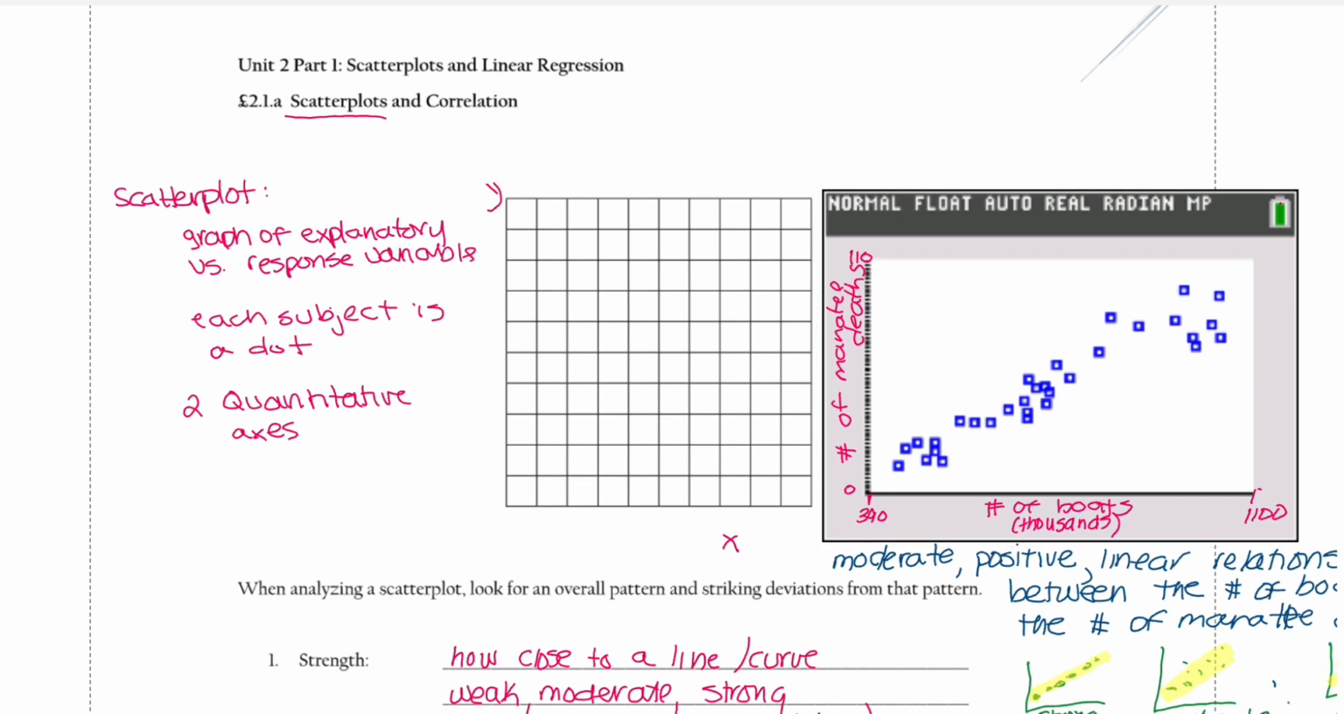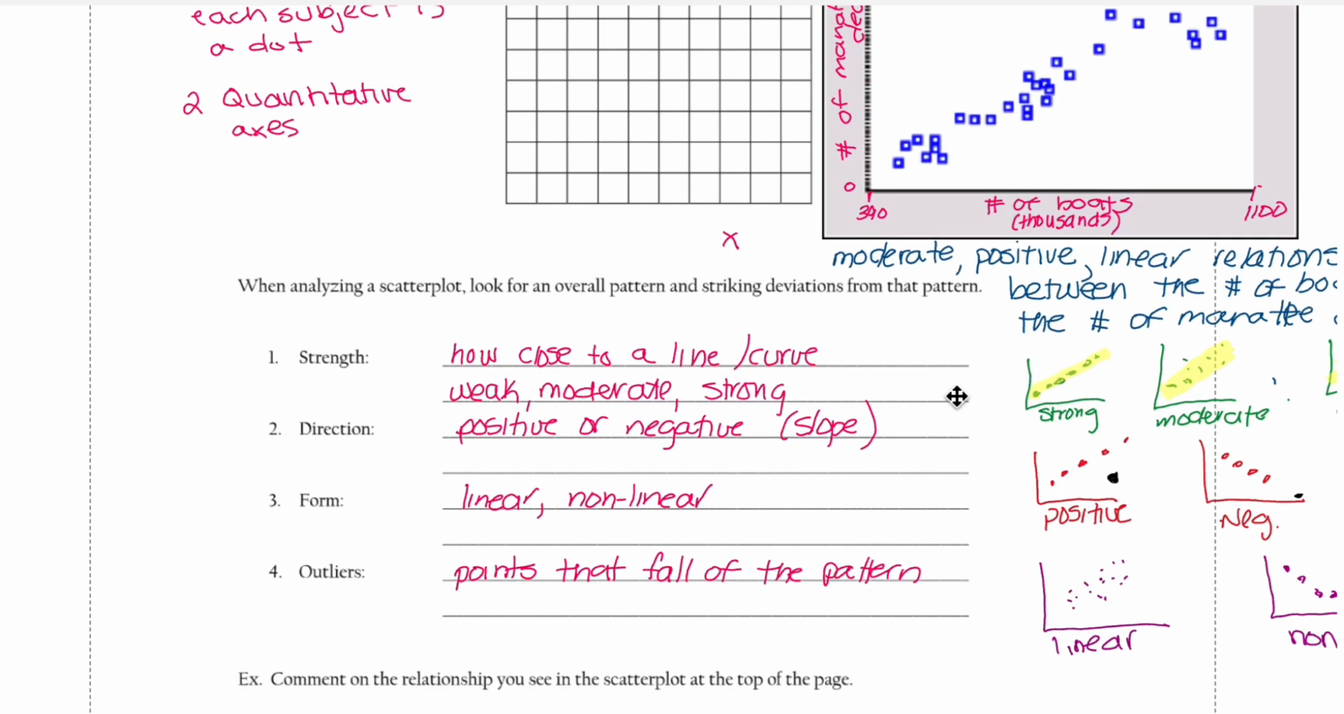When AP asks you to describe a scatterplot, you should always talk about four things: strength, direction, form, and outliers. Strength describes how closely the points follow a pattern, usually a line. Common words you can use are strong, moderate, or weak. If the points are tightly clustered around a line, that means it's strong. If they're more spread out, it's moderate or weak, in most cases.